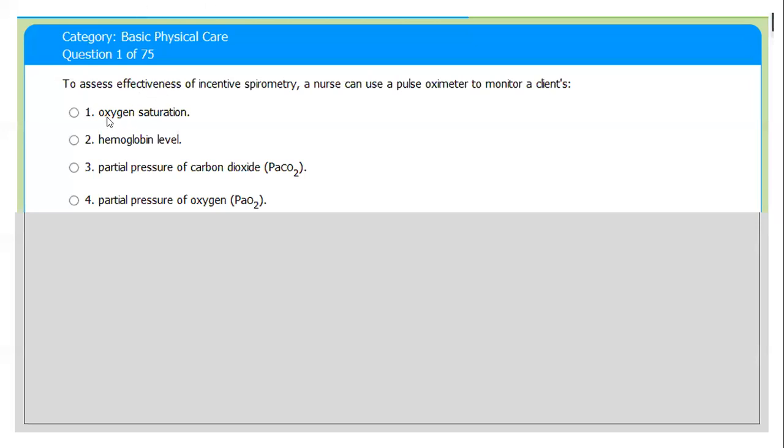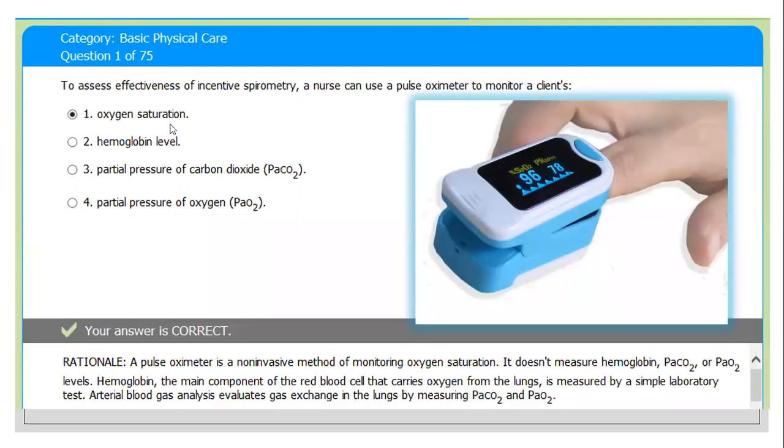Number one, they said oxygen saturation. Number two, hemoglobin level. Number three, partial pressure of carbon dioxide, and number four, partial pressure of oxygen. So by the pulse oximetry, what do we check? The correct answer is oxygen saturation. Can you see? This is the pulse oximetry device.